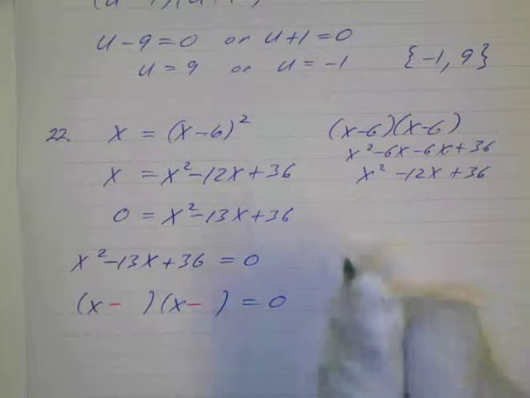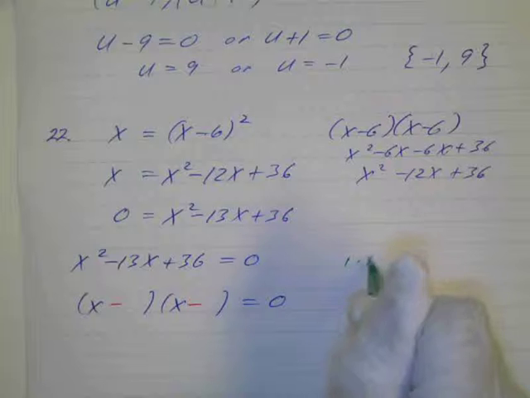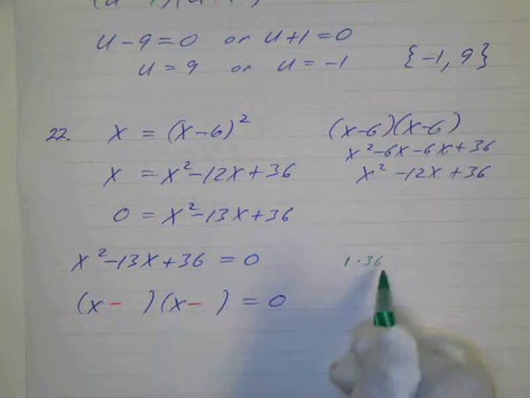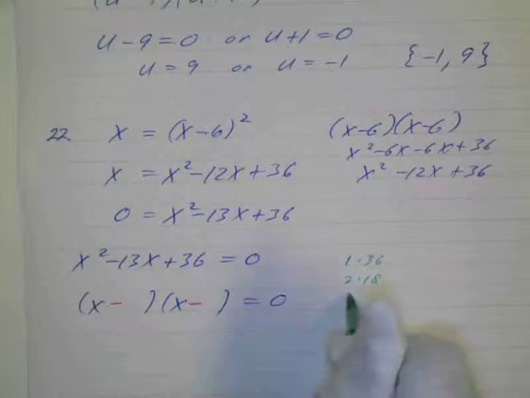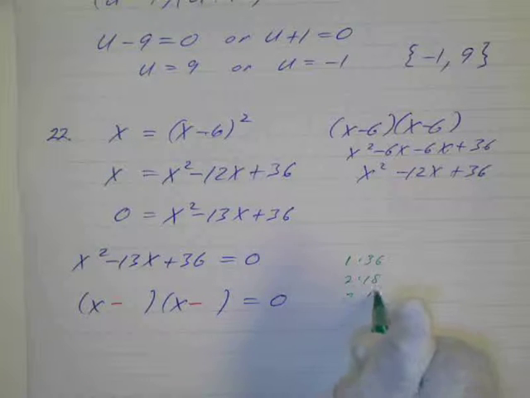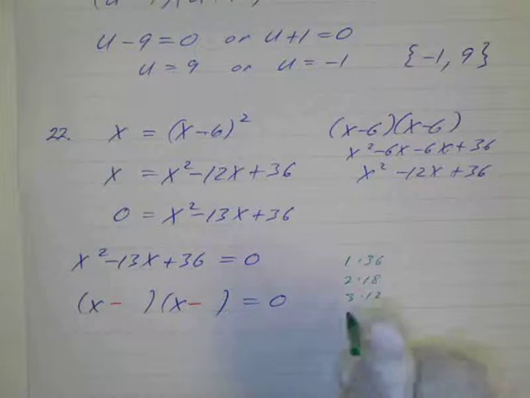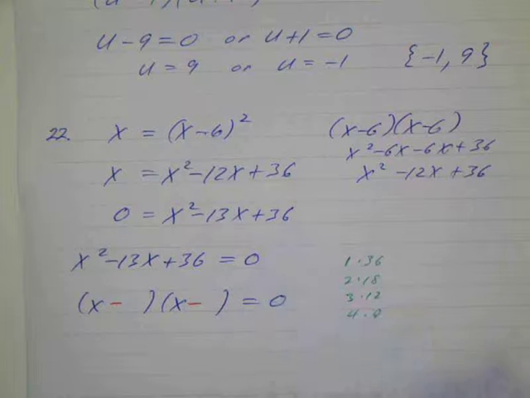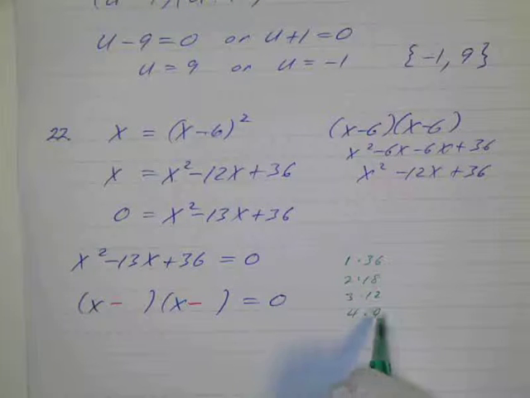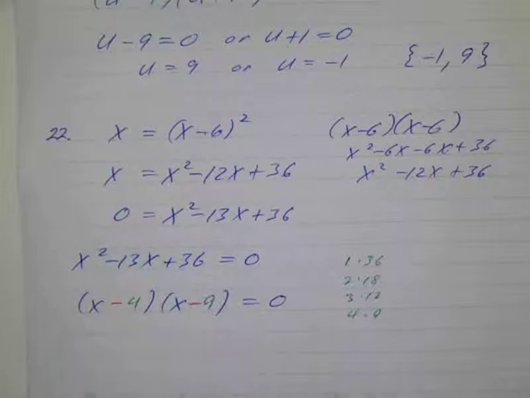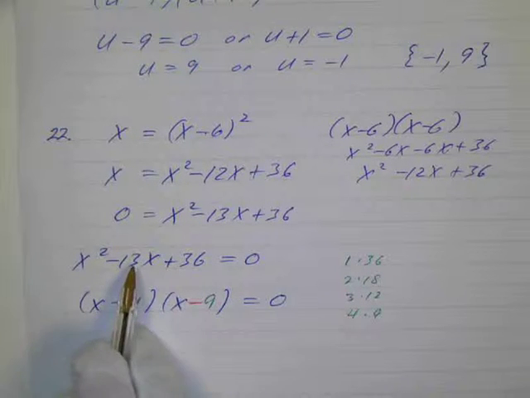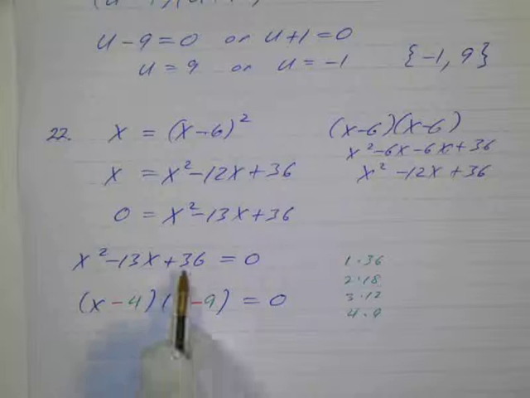And if you have any trouble, you can just say, well, 1 times 36 multiplies to give 36, but their sum is 37. 2 times 18, no. 3 times 12, no. 4 times 9, yes, their sum is 13. So it's going to be 4 and 9. And you can double check that. Negative 4x and negative 9x is negative 13x, but negative 4 times negative 9 is positive 36.